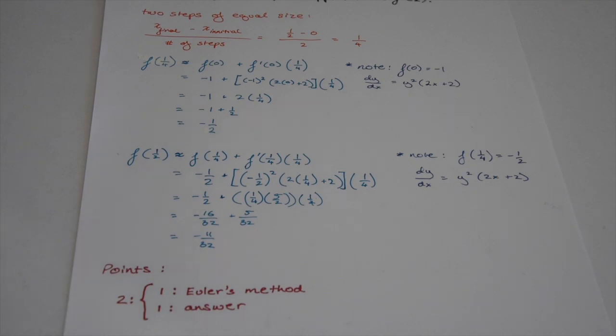Now, there's 2 points at play. There's 1 point for using the Euler's method and the second point for getting the answer correct.